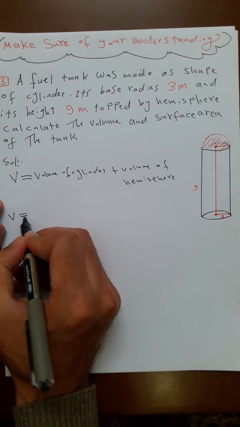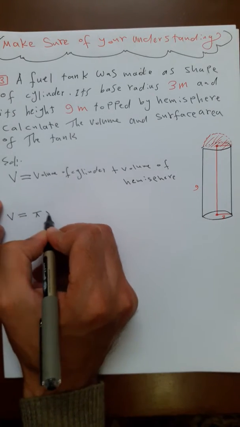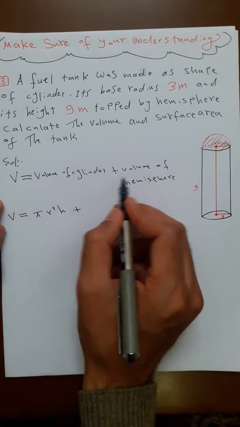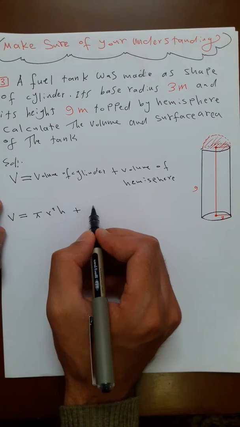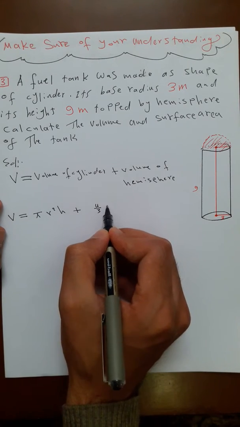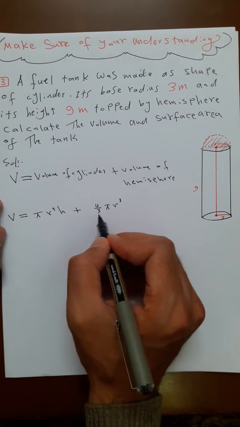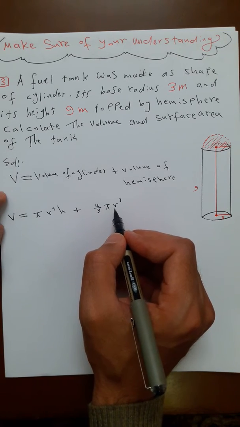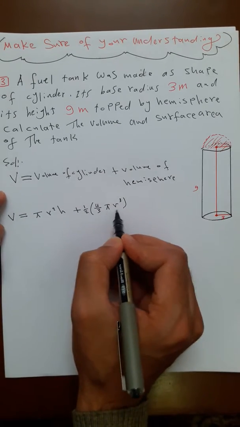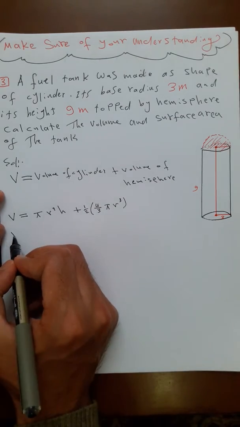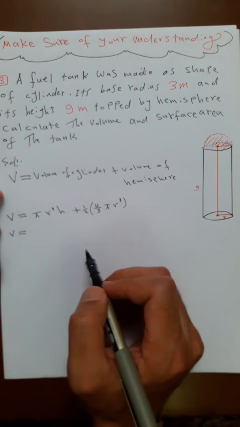V is equal to the volume of the cylinder, which is given by the rule pi r squared h, plus the volume of the hemisphere, which is given by the rule 4 over 3 pi r to the power 3. This is the rule for the volume of a sphere, and the volume of a hemisphere is 1 over 2 multiplied by the volume of the sphere. Now I will substitute the values of r and h in this rule.